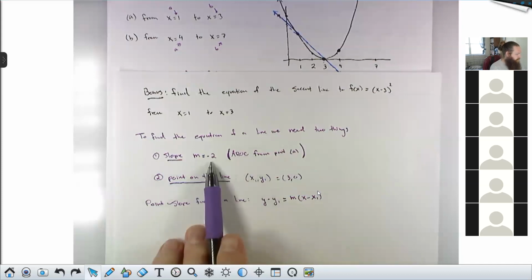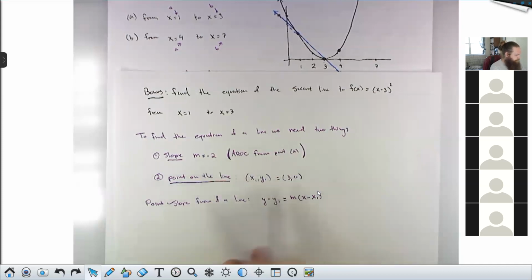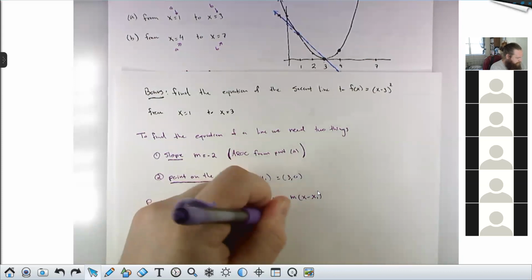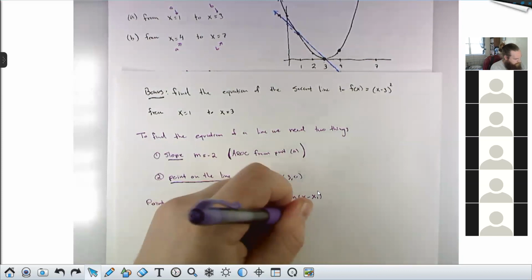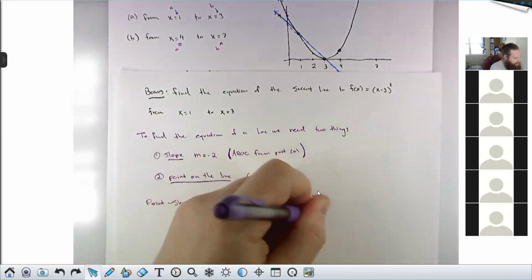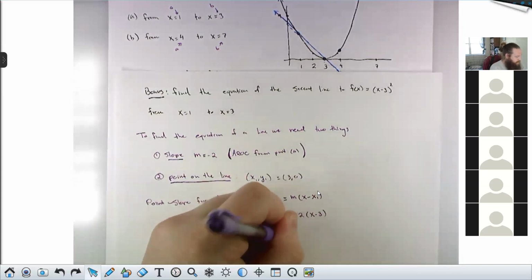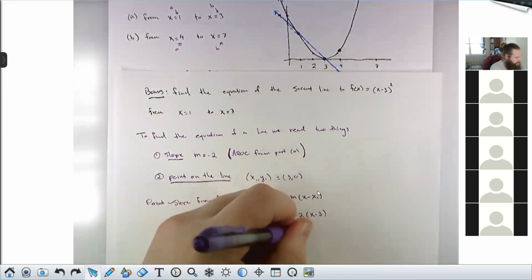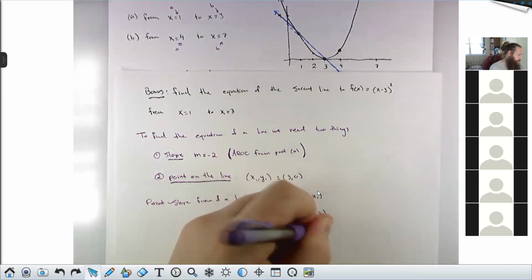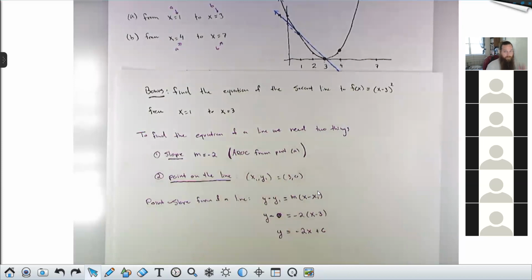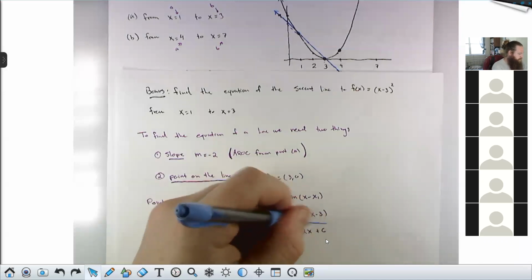So slope is -2, point is 3, 0. That's y minus 0 equals -2 times x minus 3. All right, x1, y1. Y minus 0 is just y. And distributing the -2, you get -2x plus 6. So that y-intercept would have been 6. I didn't know that, but now I do. So here is the equation of that blue secant line.